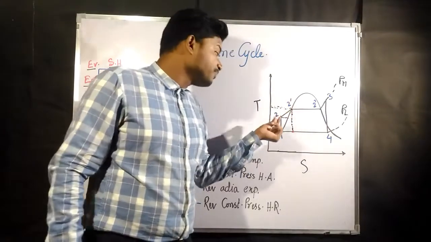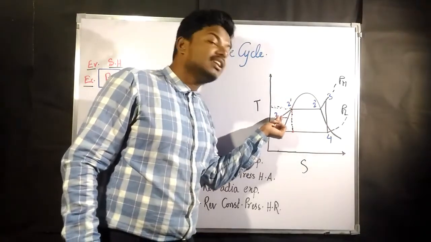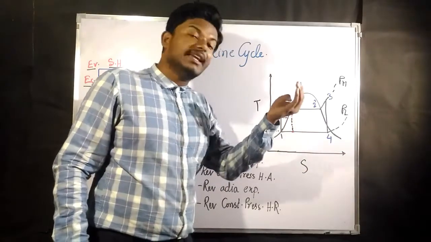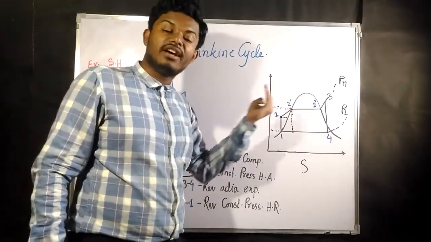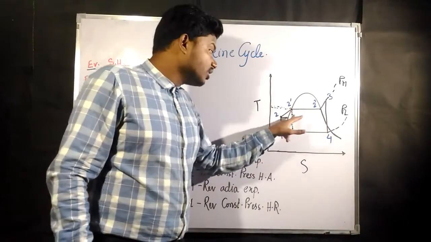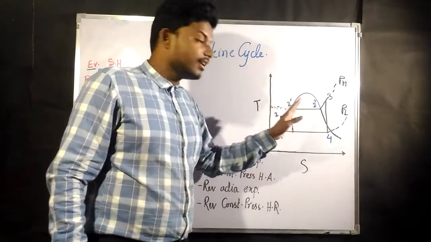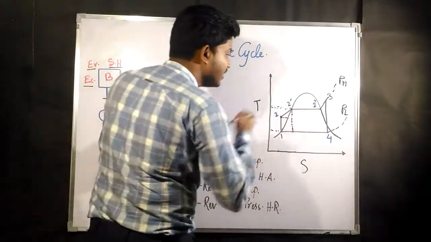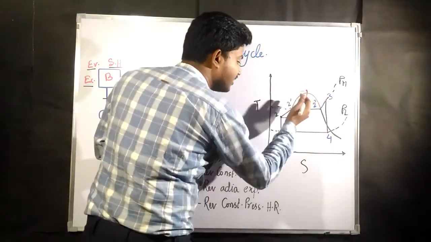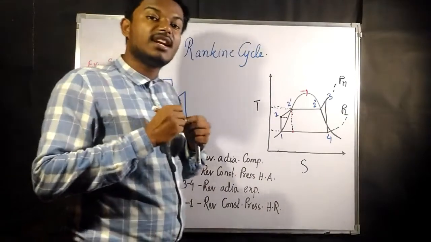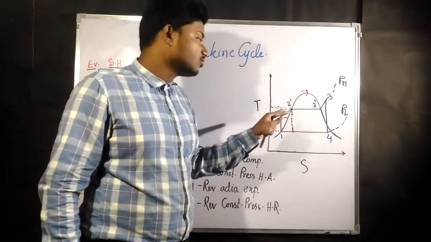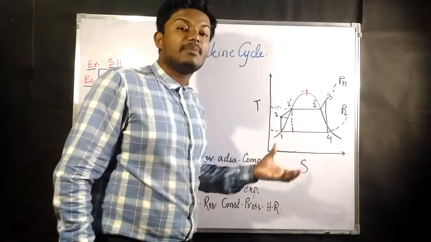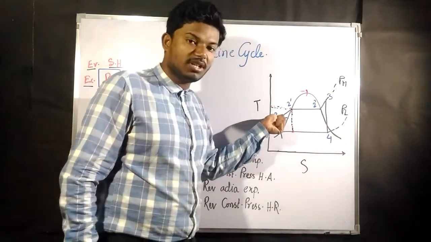In 2 to 2 dash, it goes from the completely liquid, subcooled liquid region. The subcooled region means it is far away from the saturated liquid line, on the left side. That region is called the subcooled region. So after compression, the water has reached a subcooled region.